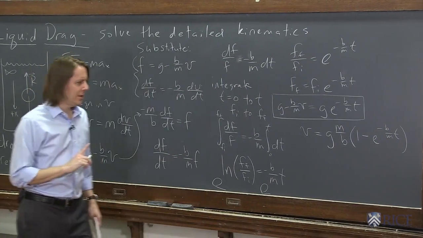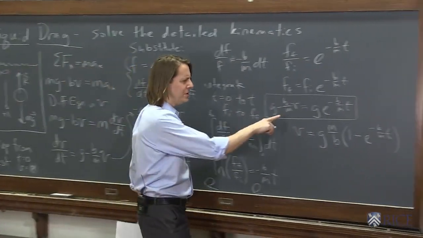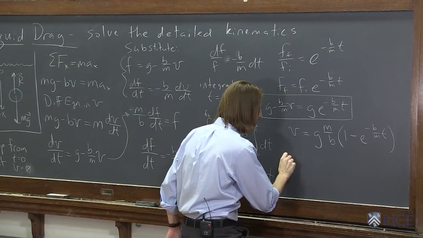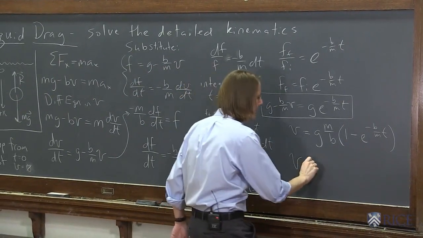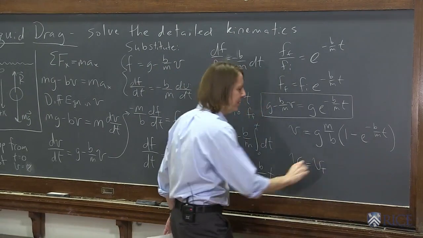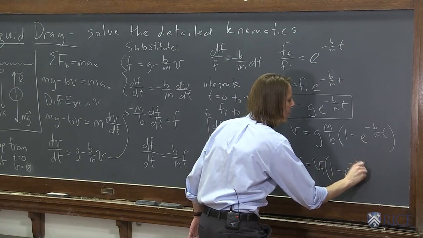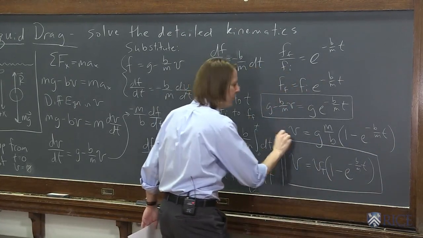But we're not even through with that yet, because wait a minute, if we go back all the way and ask, what was mg over b? That was the terminal velocity. That's the fastest it's ever going to go. So finally, we get that the velocity as a function of time equals the terminal velocity times 1 minus e to the minus b over m t. This is really the answer that we were trying to make our way towards.